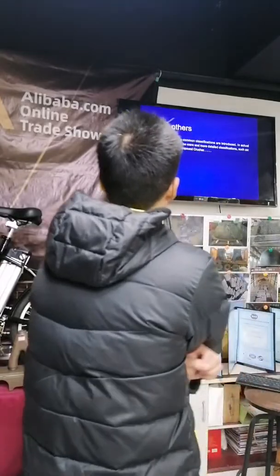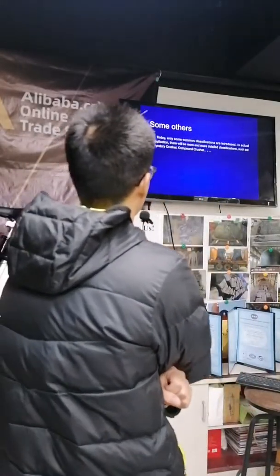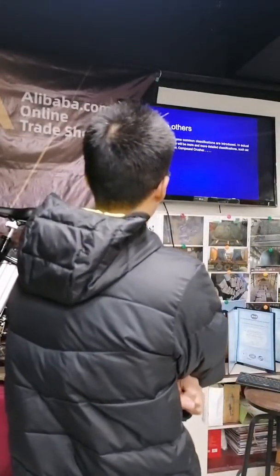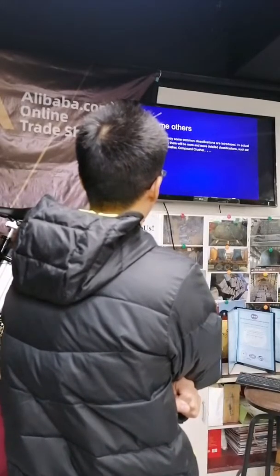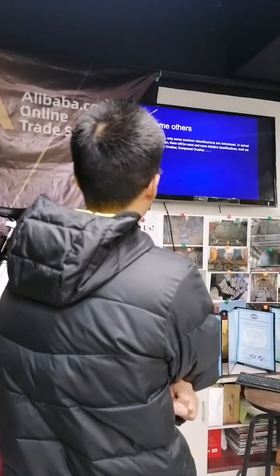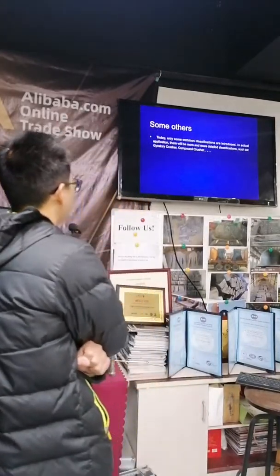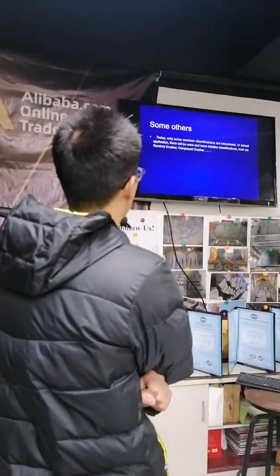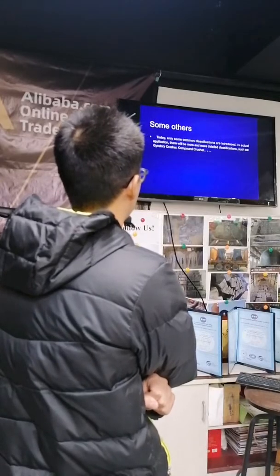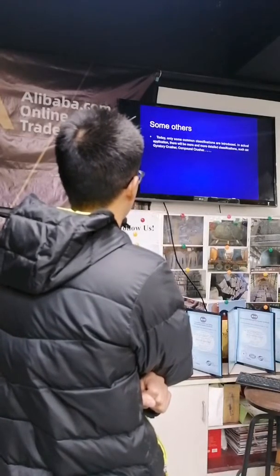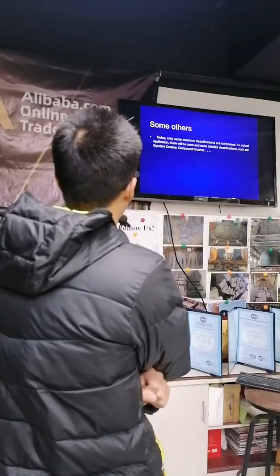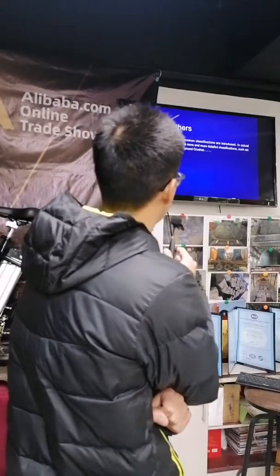Of course, there are also some other crushers. Today, only some common classifications are introduced. In actual application, there will be more and more detailed classifications, such as gyratory crusher, compound crusher, and so on.